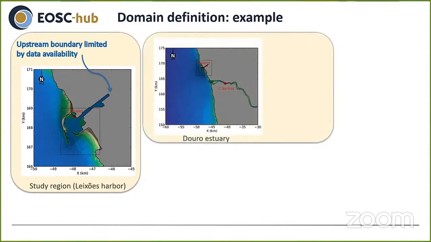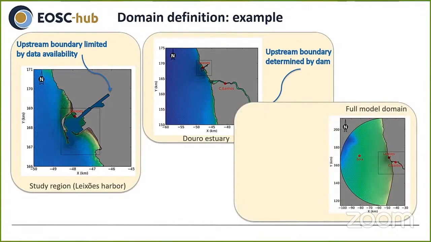Now, if we zoom out, you see that we included an estuary, the Douro estuary, in our domain. So here we have a second river boundary, the river boundary of the Douro River. In this case, it was very simple because there is a dam that limits tidal propagation. So our upstream boundary in the Douro is determined by the existence of this dam.